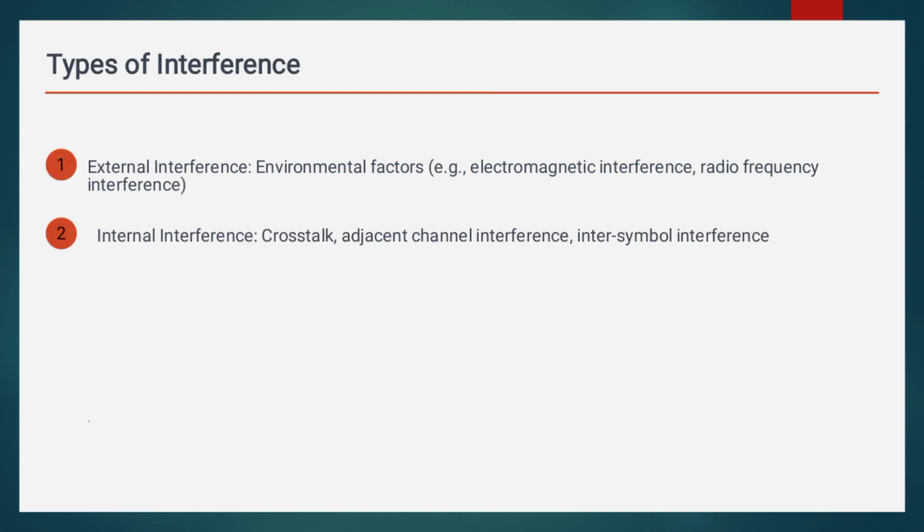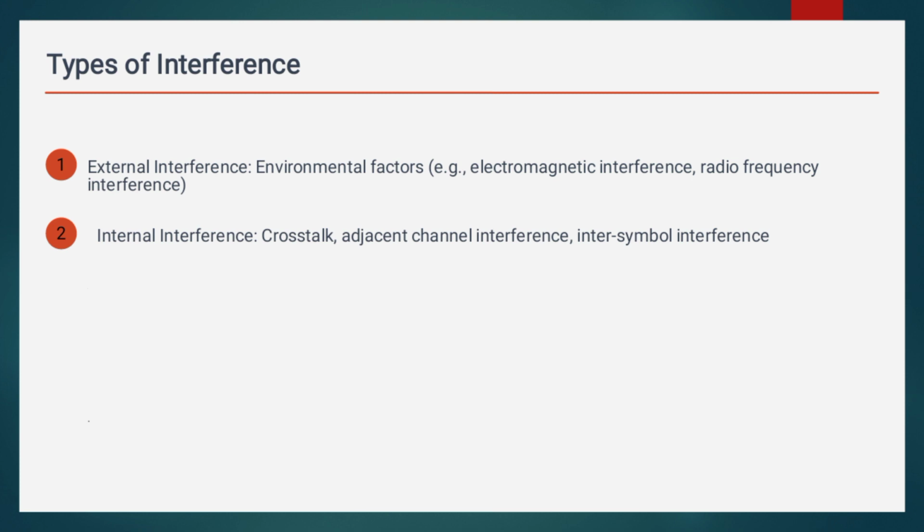Into the next slide, we can see the types of interference. Now, how many types are there? Interference is generally of two types: external interference and internal interference. External interference comes from sources outside the communication system. Examples include electromagnetic interference (EMI) from nearby electronic devices, radio frequency interference from other wireless transmitters, or environmental factors such as lightning or power line noise.